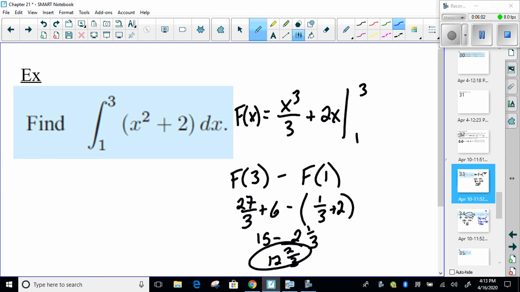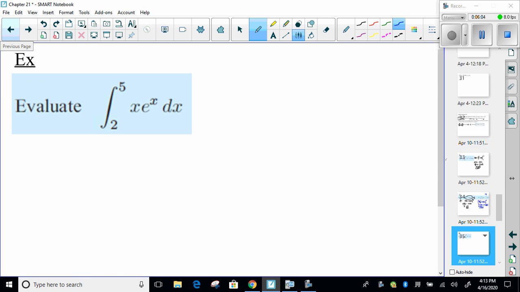Okay, the next one. Taking a look at this, anti-differentiating x times e to the x. We cannot undo a product. Because of that situation, we're going to learn in the next lesson, there are some special cases that we can do, but other times we're kind of stuck.